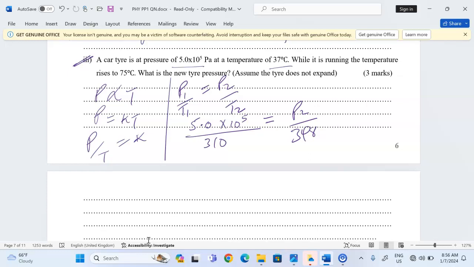So to remain with P, we can multiply through by 348. So we need to take 348 times 5 multiplied by 10 power 5. Then we divide by 310. This is going to give us 5.661 times 10 power 5 Pascal. So that is the new pressure value.